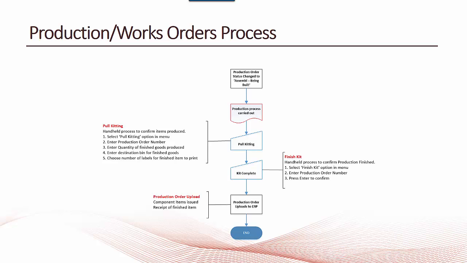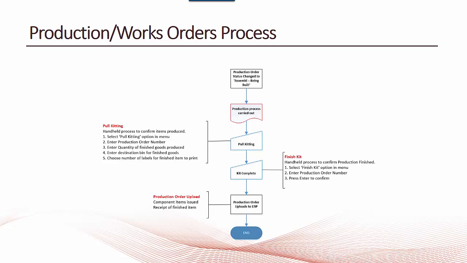The next part of the process is the physical manufacturing or assembly of the components into the finished item. This is represented on the handhelds by the function pull kit. Components are scanned and quantities are entered to confirm the item has been used. Once the final product is ready, a label can be printed and the stock is added to a bin. The user will decide which bin, but there is usually a default.